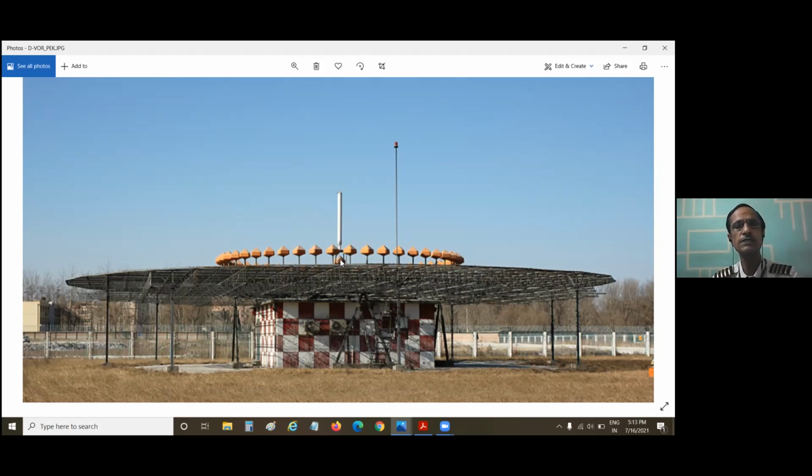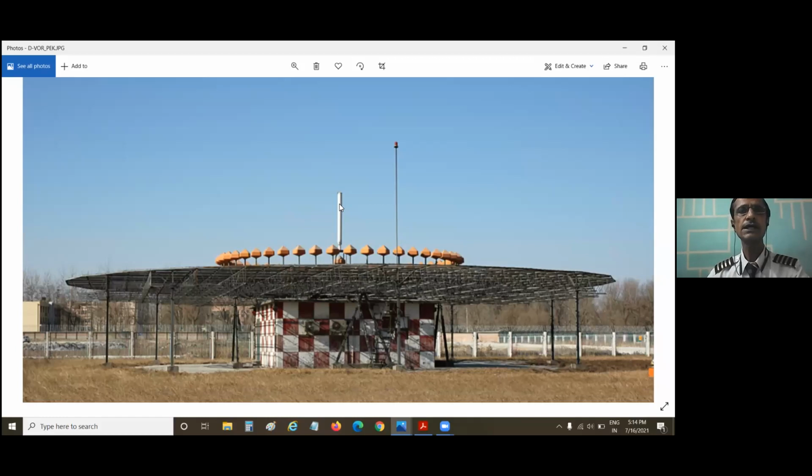Suppose you started the transmission of this Mumbai VOR. When the transmission starts, what happens? One signal will leave from this antenna, which is pointing towards magnetic north. The signal will start going out of this vertical antenna, pointing towards the magnetic north.